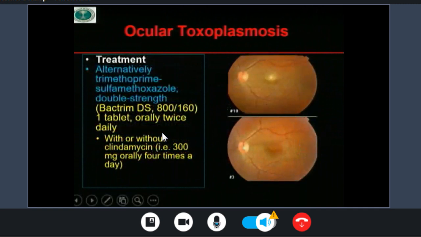The other, really practical type of treatment uses trimethoprim-sulfamethoxazole double strength, like Bactrim 800 and 160 combination tablet, 960 milligrams, twice per day for 6 weeks, with or without clindamycin. This combination is actually safe, you can start your patient on it today, and you don't need to do regular CBC as we do in the other regimen.